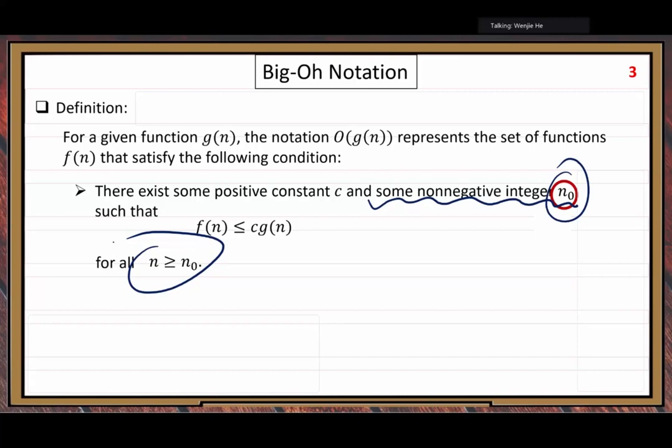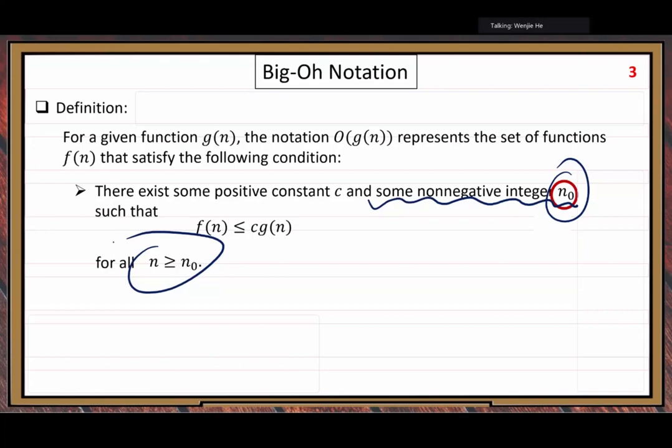It looks not very clear how to choose this non-negative constant n0. How to choose it? Here, you have freedom to choose it. Could be a large number, small number. But as soon as you select it, you have to fix it.